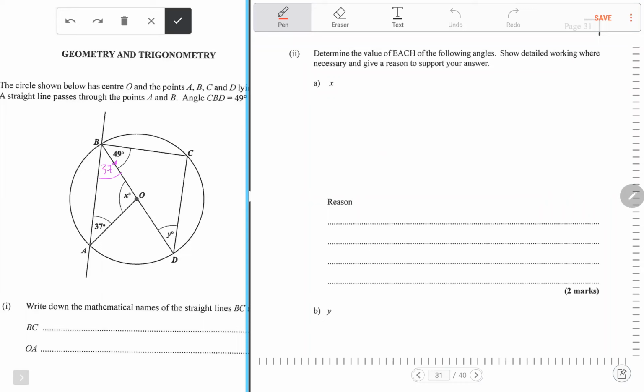Alright, so the first thing you have to tell, if you can show them, is that angle. And I say, I'm going to show the reasons, you know. I'm going to say that angle ABO is equal to angle BAO, which is 37 degrees. And the reason for that is isosceles triangle. Isosceles triangle AOB. AOB is an isosceles triangle, that's the reason.